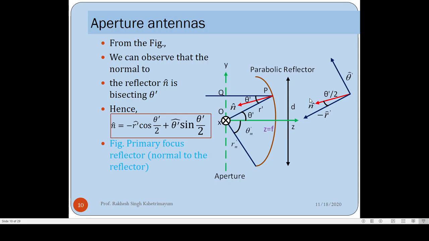In that case, you can easily find the projection of the normal along the minus r dash unit vector and theta dash unit vector. This will be cos of theta dash by 2, and this will be sine of theta dash by 2. So the normal unit vector will have two components, one along the r dash direction and another along the theta dash direction. Along the r dash direction it is minus cos theta dash by 2, and along the theta dash direction it is sine theta dash by 2. This relation would be required later for finding the fields radiated from the reflector antennas.